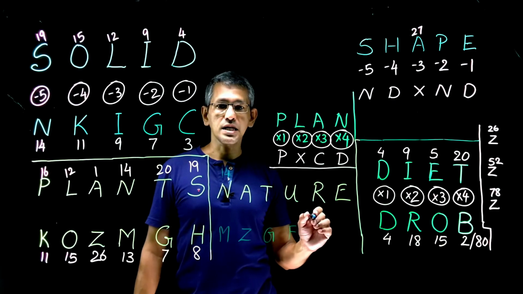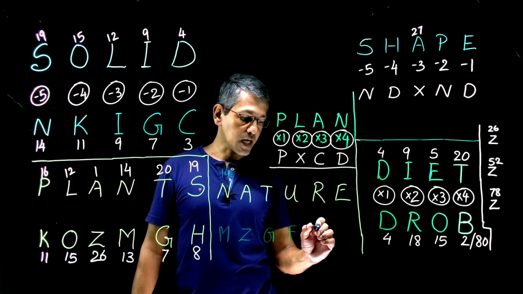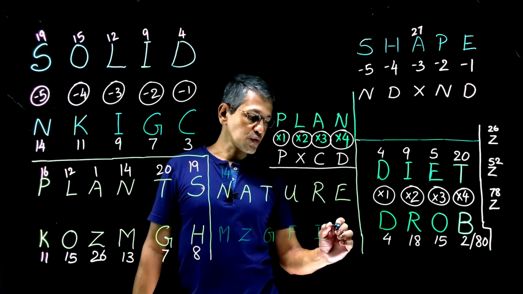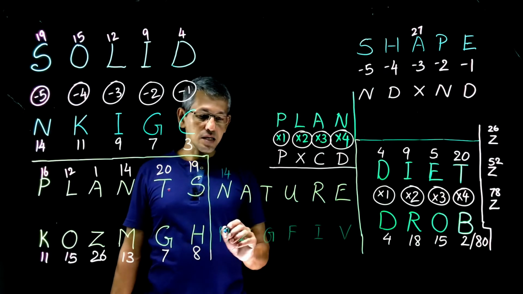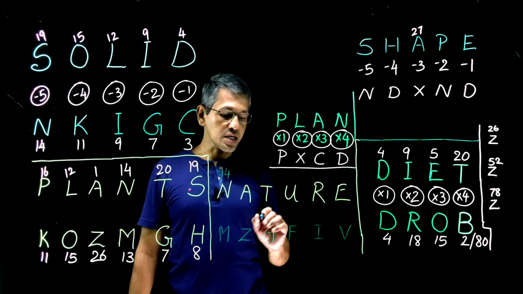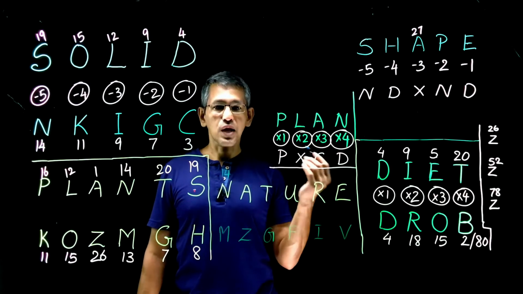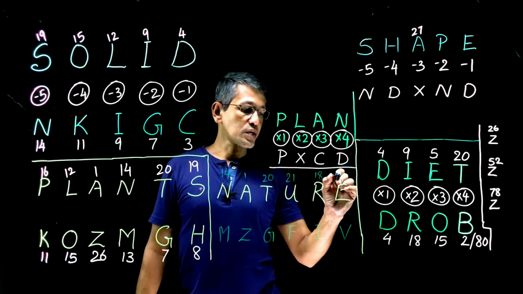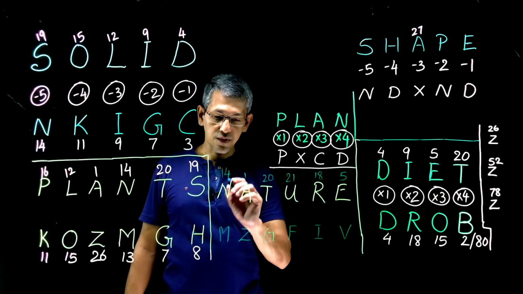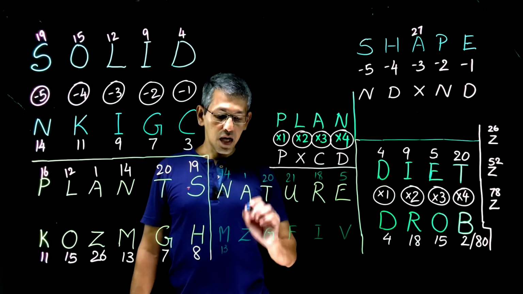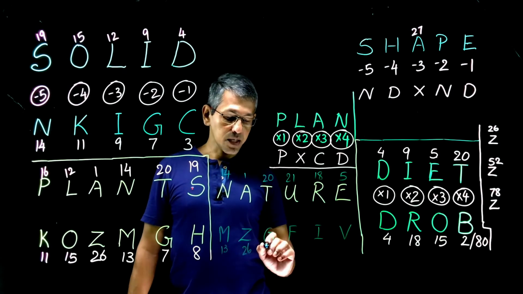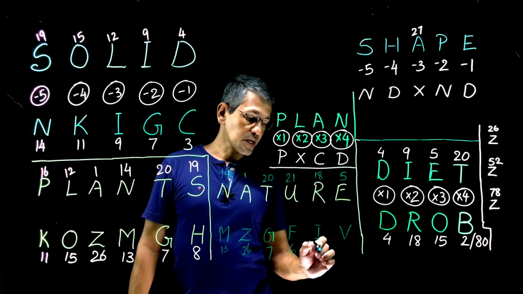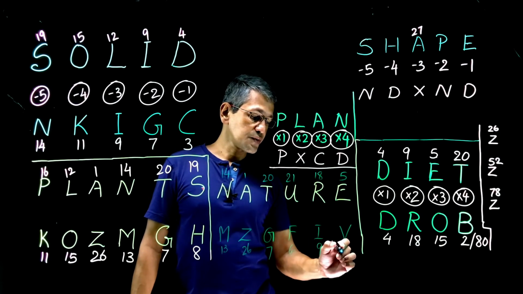Then R is 18. 18 plus 9. So 9 would be what? I. And E is 5. 5 and V. V is 22. 22 plus 5, 27. So ultimately, the code for nature would be MZGFIV. If you'd like to have, we can have the position values 1, 20, 21, 18, and this one is 5. And in this case, of course, 14 plus 13, 27. And 1 plus 26, 27. And 20 plus 7, 27. 21 plus 6, 27. 18 plus 9, 27. And 5 plus 22, 27.